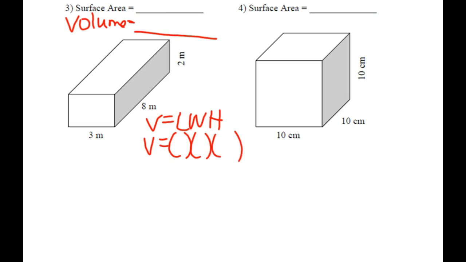So I wrote the formula because you always have to write the formula. Then now I need to plug in my numbers. So I need to go ahead and label. So my width is going to be 3, my length is 8, and my height is 2. So for my L, I'm going to put 8. For my width, I'm going to put 3. And my height, I'm going to put 2. And now I just need to multiply. I know 8 times 3 is 24. 24 times 2 is 48. So 48 meters cubed is my volume.